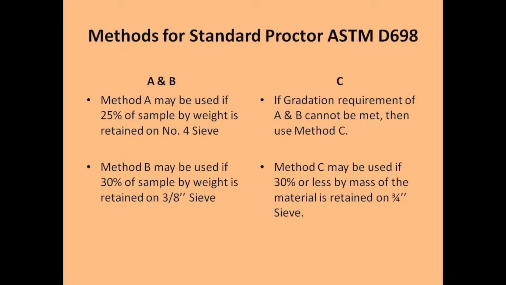Method C may be used if 30% or less by mass of the material is retained on the 3/4 inch sieve. If more than 30% of the material is retained on the 3/4 inch sieve, there is no ASTM for this material. Proctor values can be difficult to find due to voids. Please refer to the Army Corps of Engineers publications on such matter.